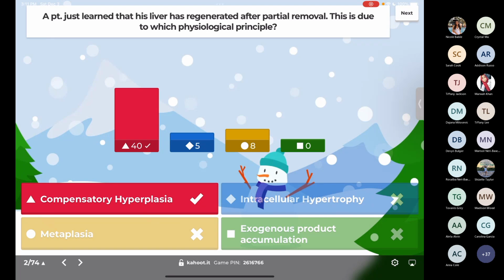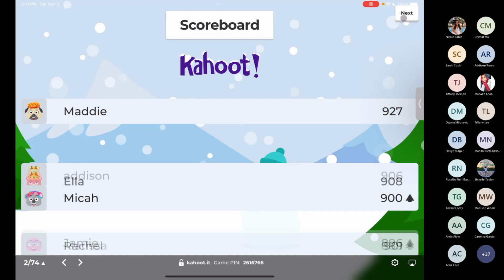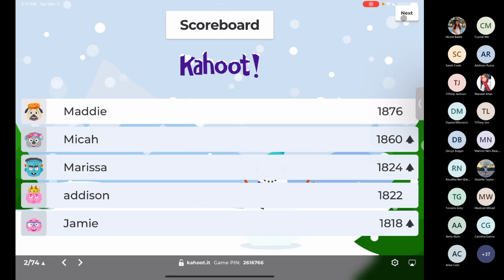Awesome, our compensatory hyperplasia. So hyperplasia, that's our increase in cell size and number. So very good job. It would not be our metaplasia. That involves some different tissue stuff going on. But think about our example from our patient who is working out.